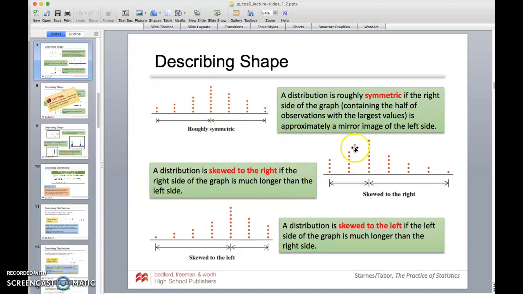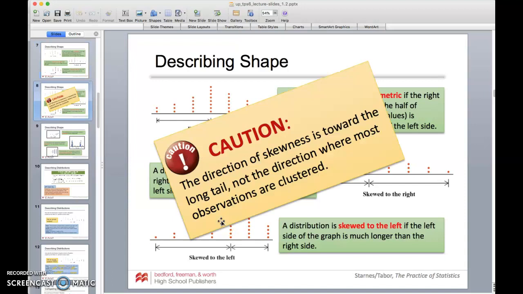A lot of times it'll go up and you'll see a little tail coming down here, and so we say it's skewed to the right. It's where the tail is, not where the bulk of the data is. And if it's been shifted here, we say this is skewed to the left. That's where the tail is, not where the bulk is. It's kind of counterintuitive, I think. Most people think to go where the data is, but that's not the case. So remember that the direction of skewness is toward the long tail, not where most of the observations are clustered. Skewed left, skewed right, stand up, sit down, fight, fight, fight.